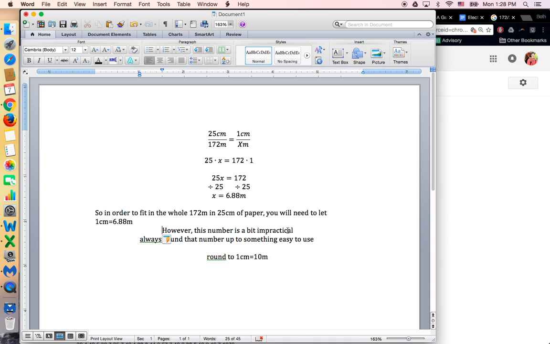However, this number is a bit impractical. So I always want to round that number up to something easy to use. All right, so that 6.88, don't round down because then you're going to go over the 25 centimeters. I'm going to round that up. You could round it up to 7. That 1 centimeter equals 7 meters, but I like to do something that's a multiple of 5 or 10. So 1 centimeter is equal to 10 meters, and that's how I get my scale. And then I can use that 1 centimeter equal to 10 meters on all of the proportions that I'm going to do for the rest of the project.